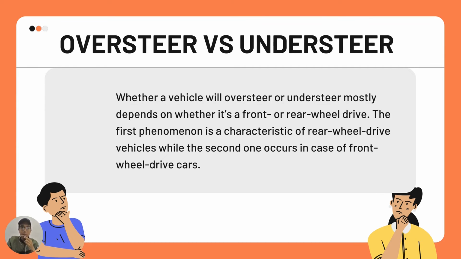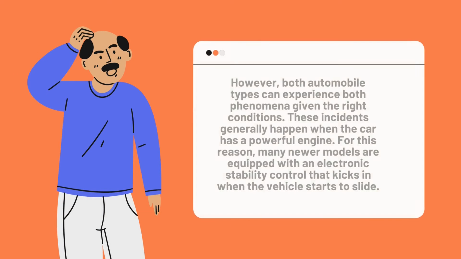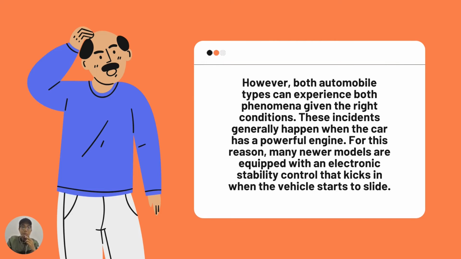Whether a vehicle will oversteer or understeer mostly depends on whether it's front or rear wheel drive. The first phenomenon is a characteristic of rear wheel drive vehicles, while the second one occurs in the case of front wheel drive cars. However, both automobile types can experience both phenomena given the right conditions. This incident generally happens when the car has a powerful engine. For this reason, many newer models are equipped with electronic stability control that kicks in when the vehicle starts to slide.